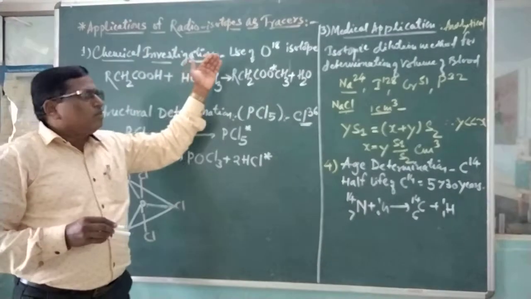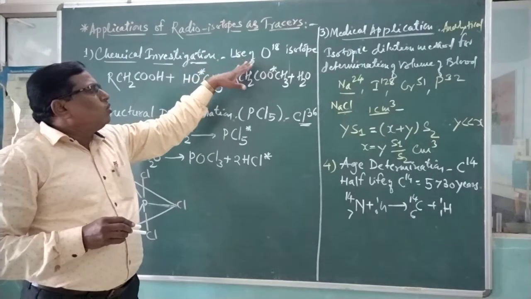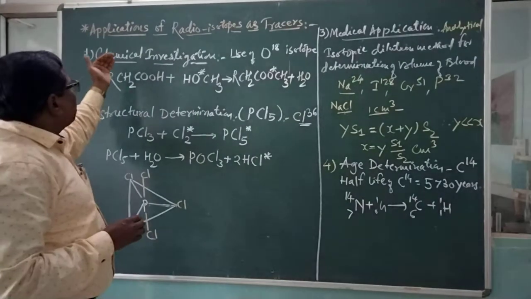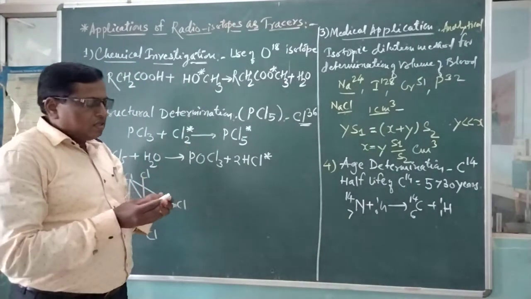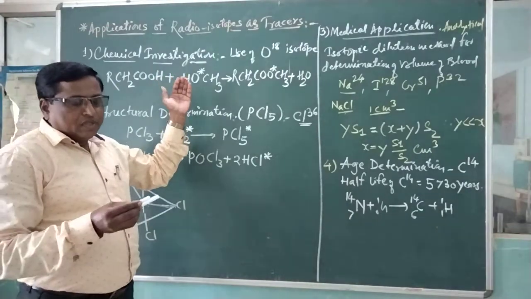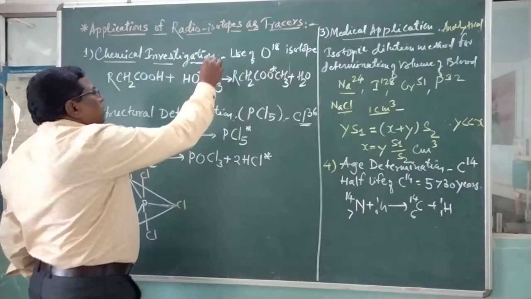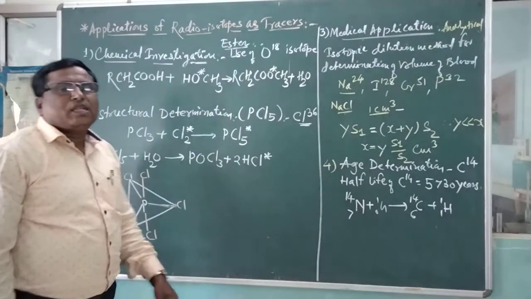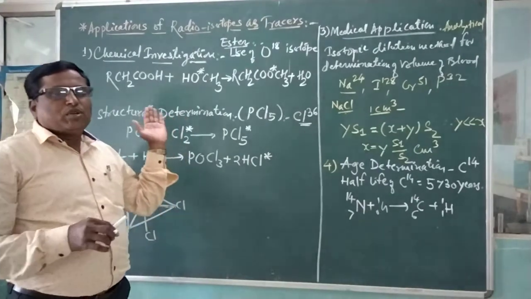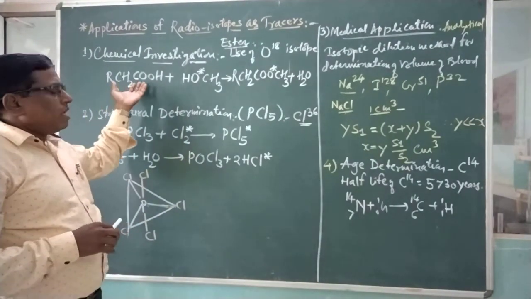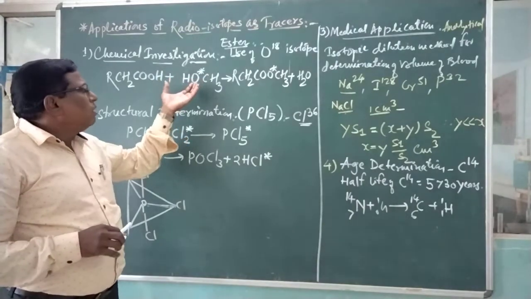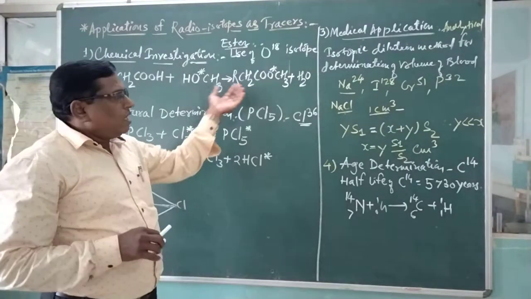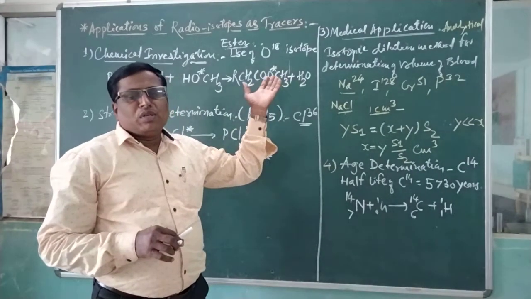In case of chemical investigation, the O18 isotope can be used. What happens in chemical investigation? It is nothing but esterification, that is ester formation. How does the formation of ester take place? One is taken as acid, the second is alcohol. Both are combined together and ester is formed, and during this a water molecule is eliminated.